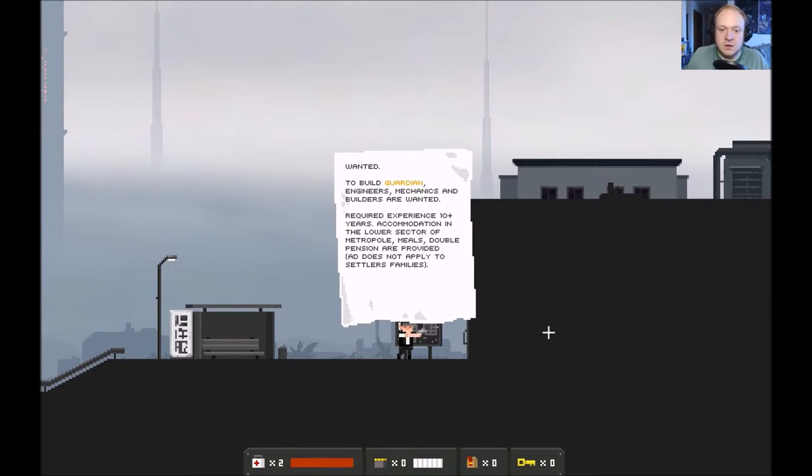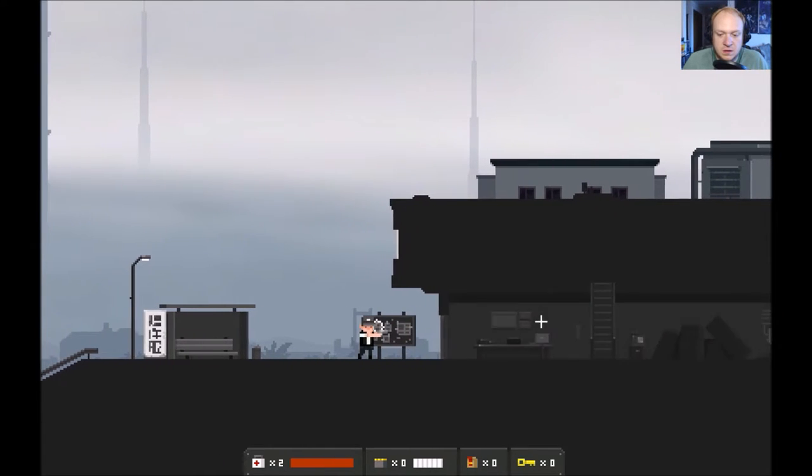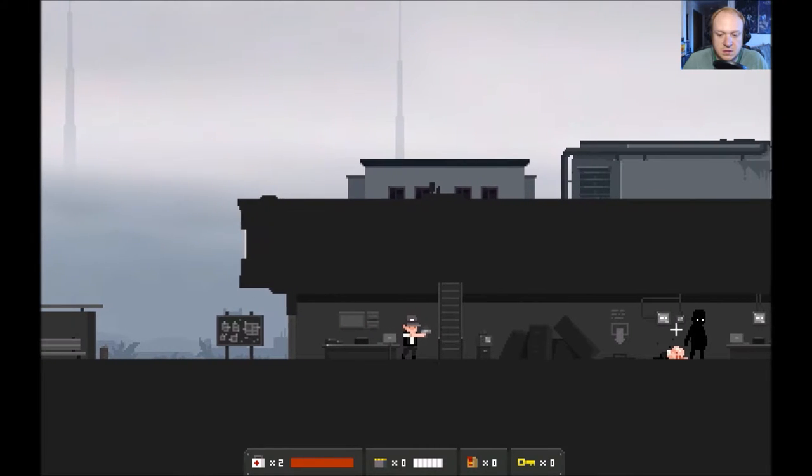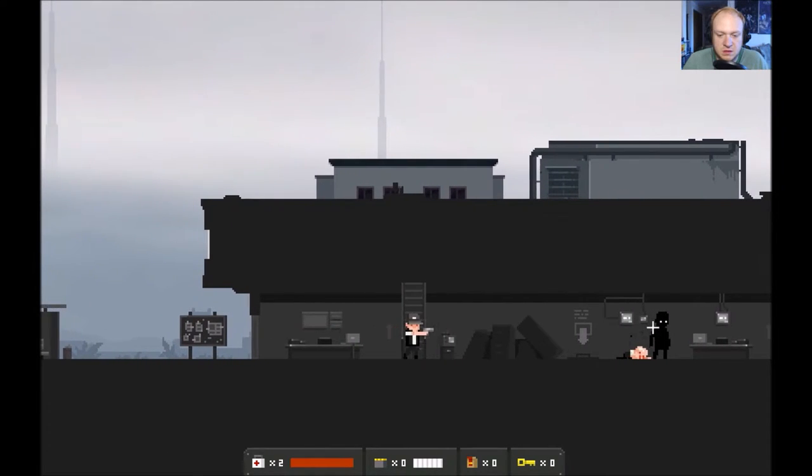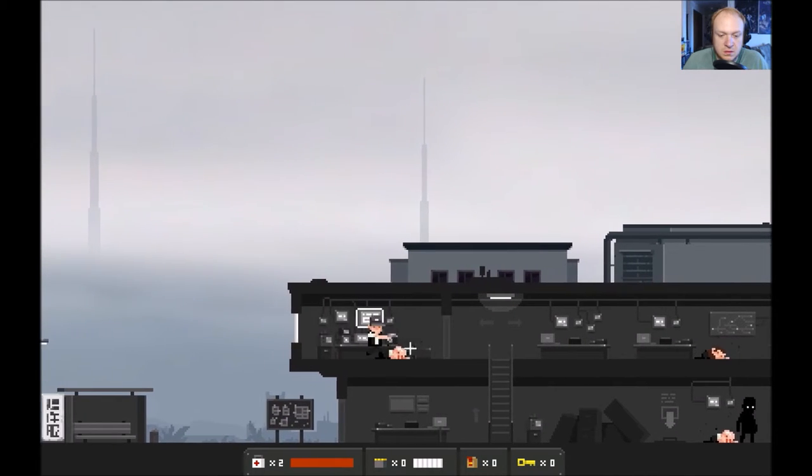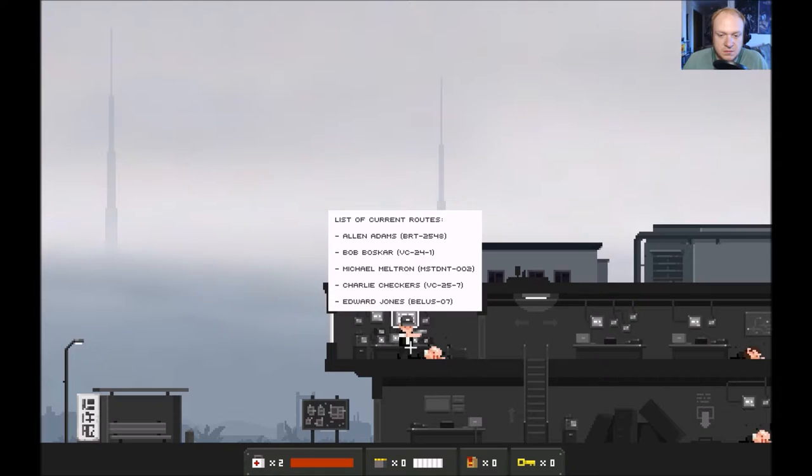Want it to build. Guardian engineer, blah, blah, blah, blah, blah, blah. Want it to build guardian. Engineers, mechanics, and builders are wanted. Required experiment, 10 plus years. Accommodation in the lower sectors of Metropole. Meals, double pension are provided as does not apply to settler families. All right. Oh, man. This isn't going to be good. Oh, man. There's a zombie right there. Let's see, list of current routes. Admin, let's see, Alan Adderman, BT54 or 48, Bob Boxer, Michael Melton, Charles Checkers, and Edwards Jones.